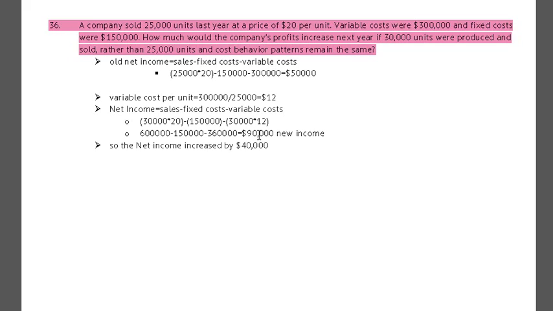Now they didn't ask what will be the new income, they asked how much would the company's profit increase. So if we have a new net income of $90,000 and our old one was $50,000, our new net income increases by $40,000 if they do 30,000 units.